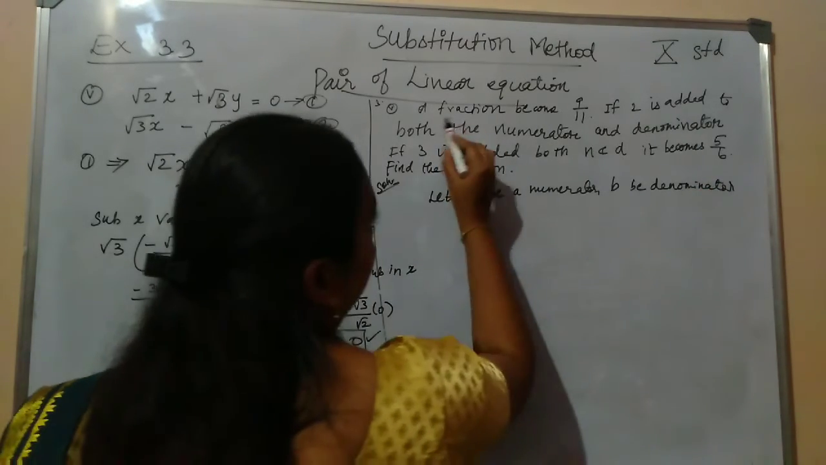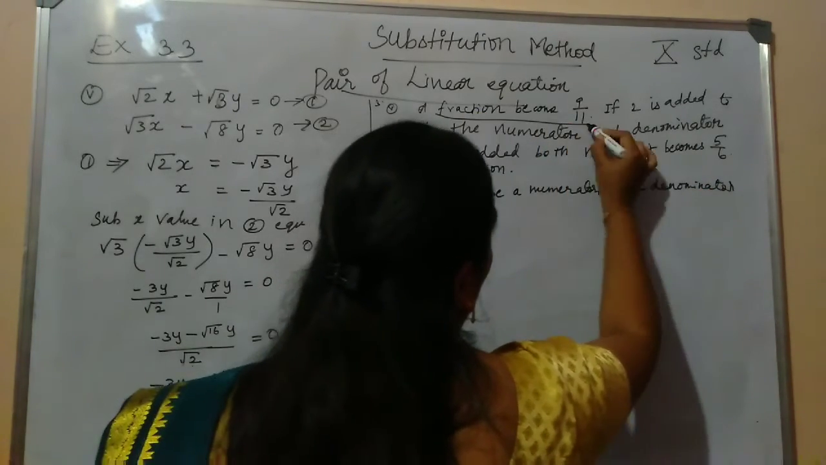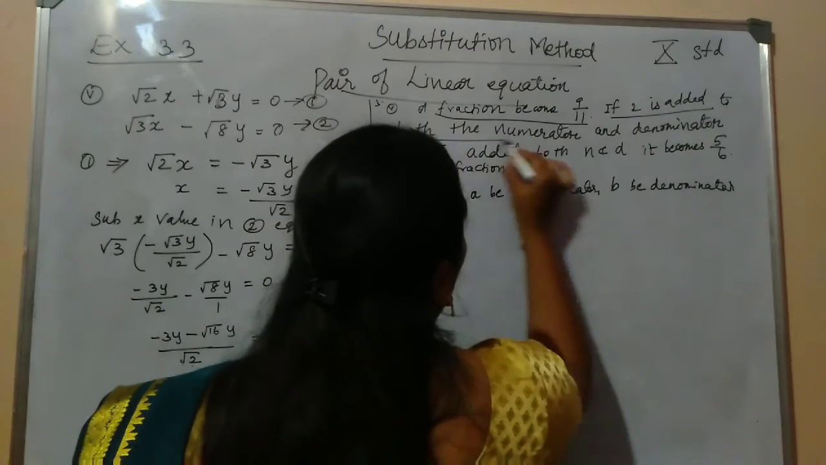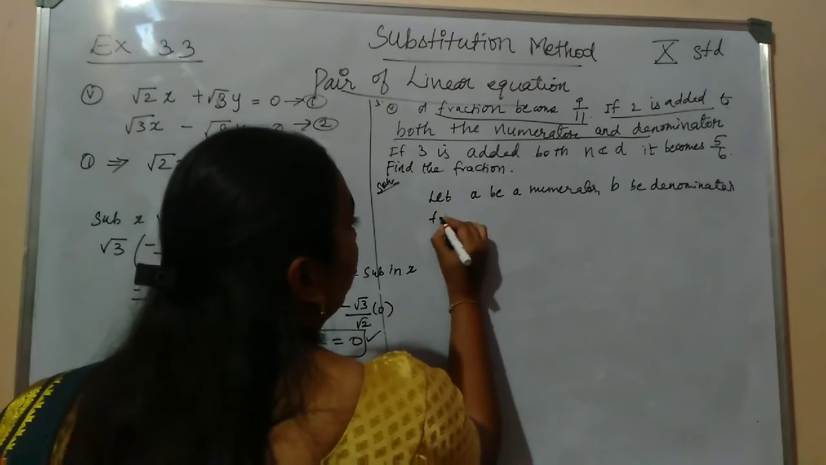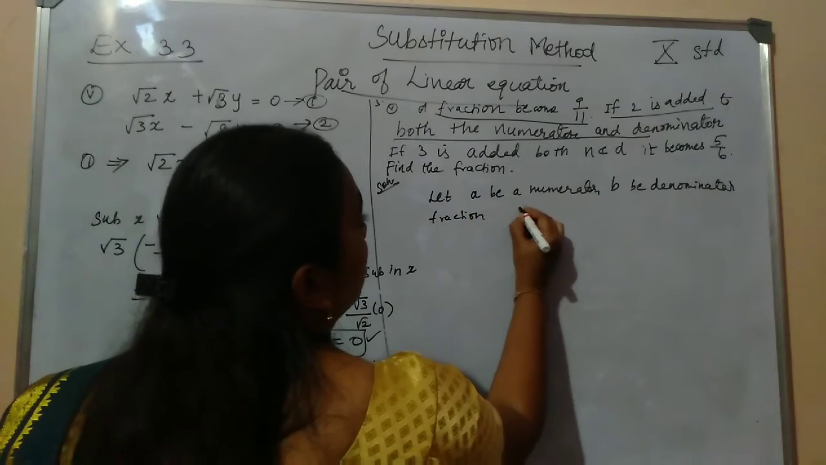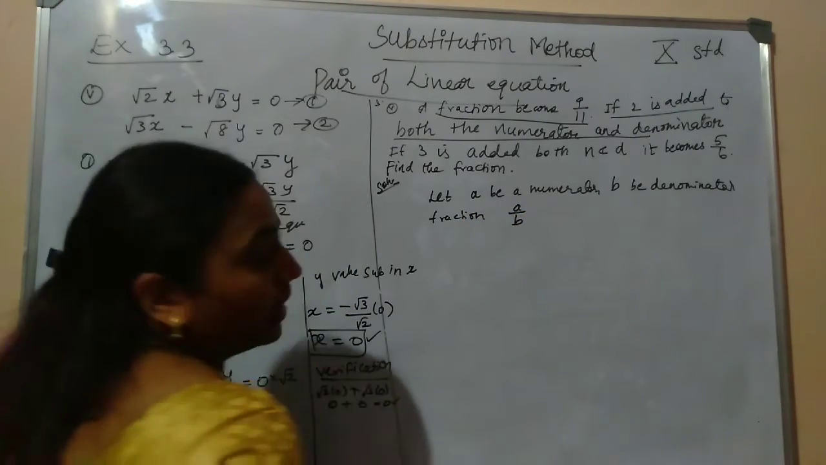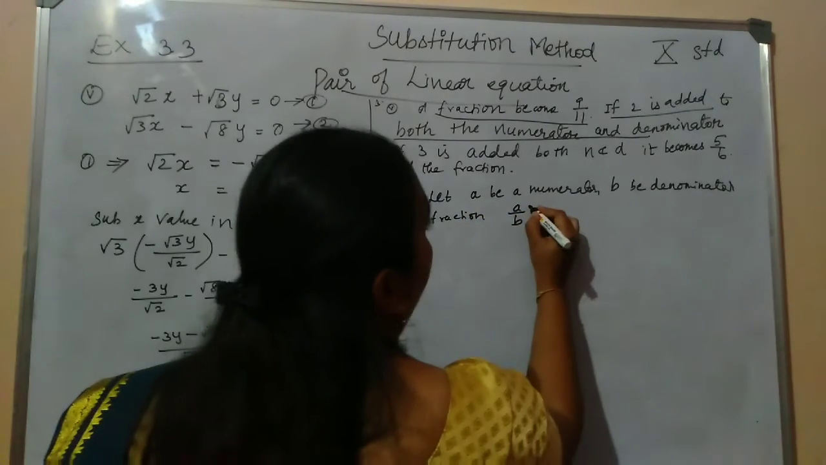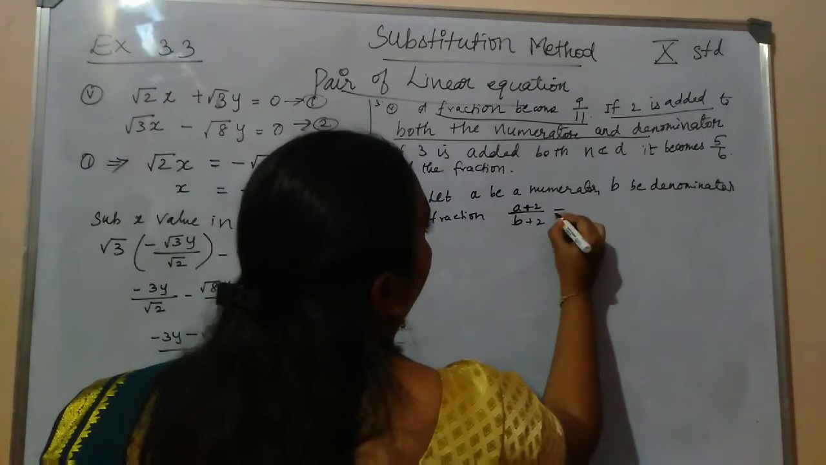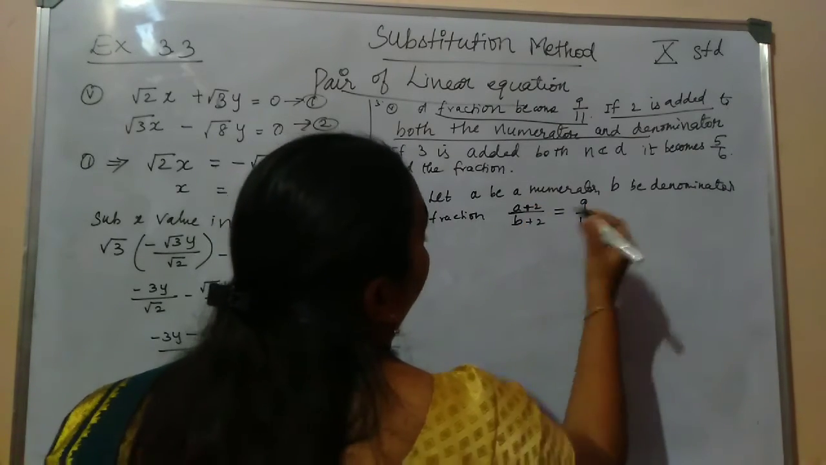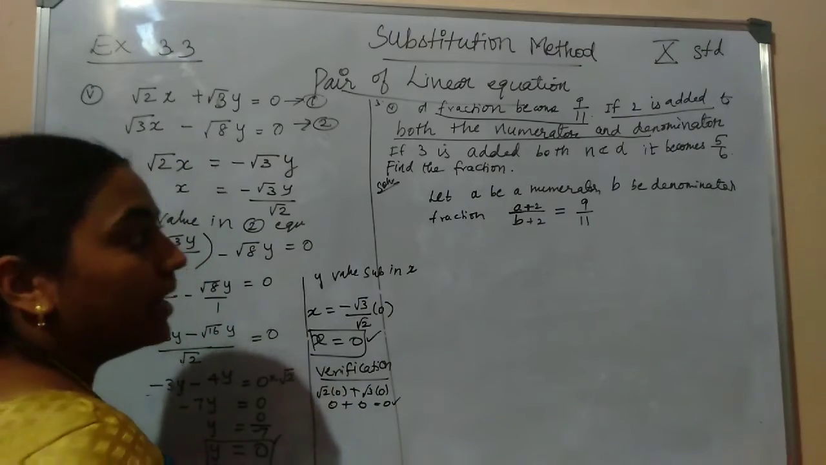So according to this line, the fraction becomes 9 by 7. 2 is added to both numerator and denominator. The fraction format is numerator divided by denominator. In this fraction, I added 2 to both the numerator and denominator, so it becomes 9 by 11.